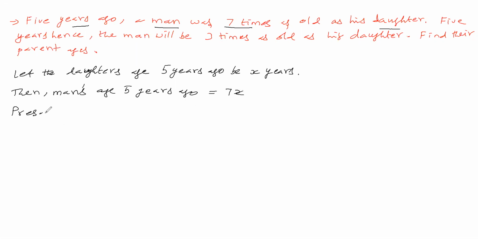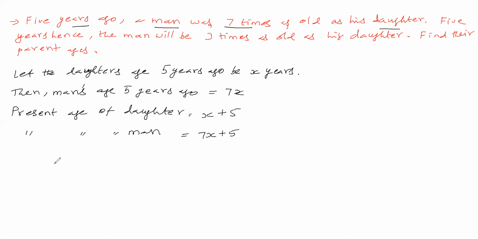Now the present age of daughter: 5 years ago x, therefore present means x plus 5. Present age of man: 5 years ago 7x, now means 7x plus 5.